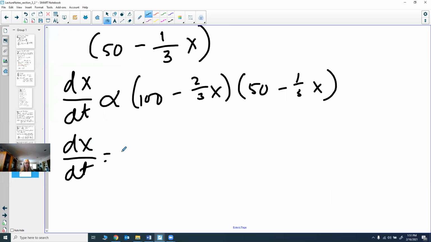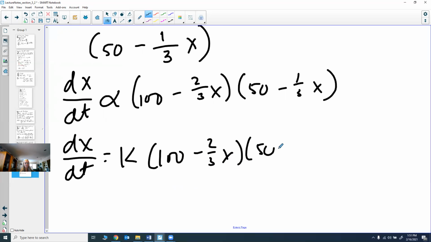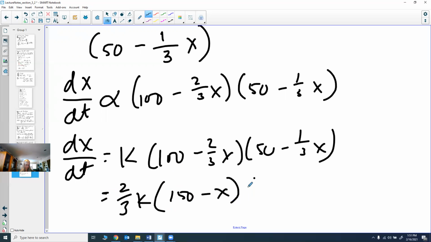Proportionality means that we have a proportionality constant, so we'll throw that in. And here is your equation. This is, in fact, separable, and so you can go ahead and separate it out and solve it. I would probably do a little bit of simplifying here. One of the things I noticed is I don't like fractions, so I would pull 2/3 out. When I pull 2/3 out, I'm going to get 150 minus X here, because I'm taking 2/3 out.